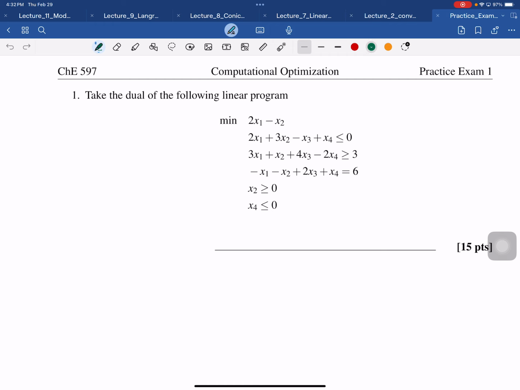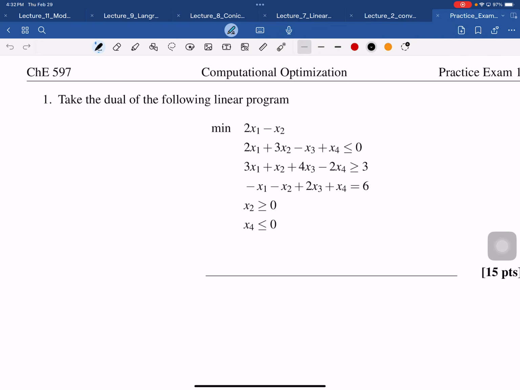So you can associate each of these constraints with a dual variable. For simplicity, let's just assume the signs of the dual variables are the same sign as the constraints. So here, let's just say p1 is less than or equal to 0. And since this is a greater than or equal to constraint, let p2 be greater than or equal to 0. And then for p3, it's unconstrained, right? Since it's an equality constraint.